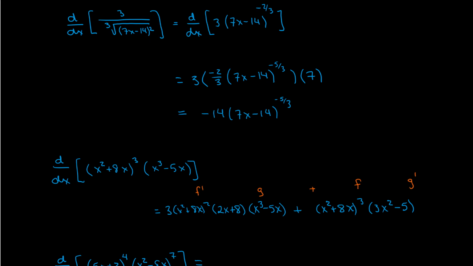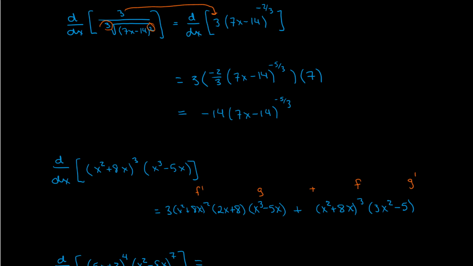Okay, the 3, the coefficient remains there. Now, notice this is a cube root and a square. So we have here the square, the 2, the cube root, the 3, and then there's a negative on that exponent because it was originally in the denominator. And we apply that exponent to the 7x minus 14.